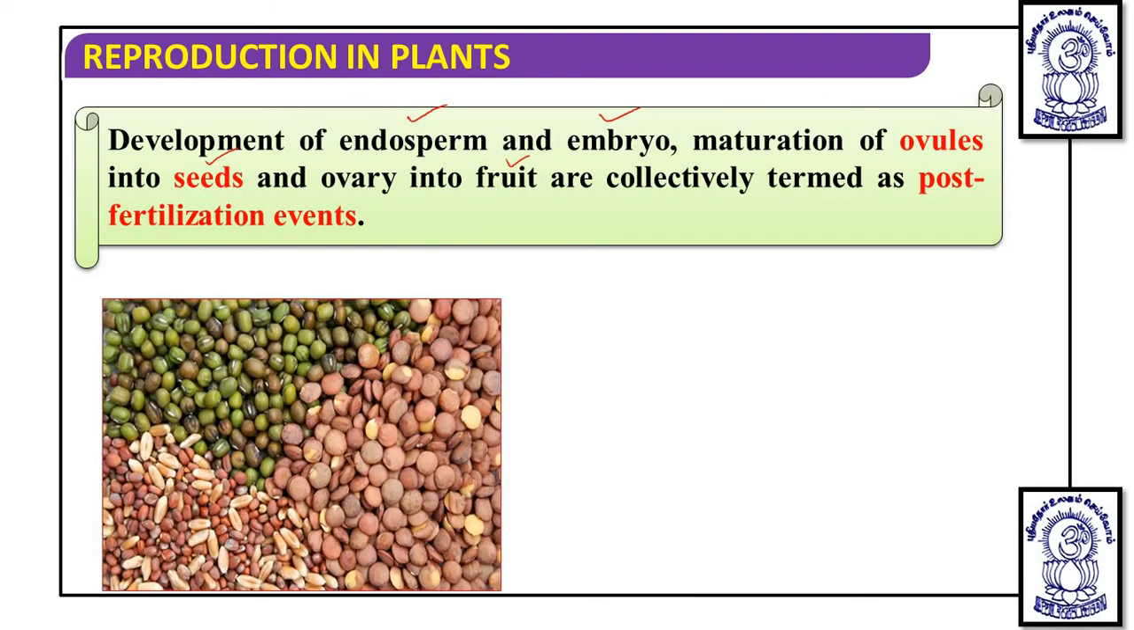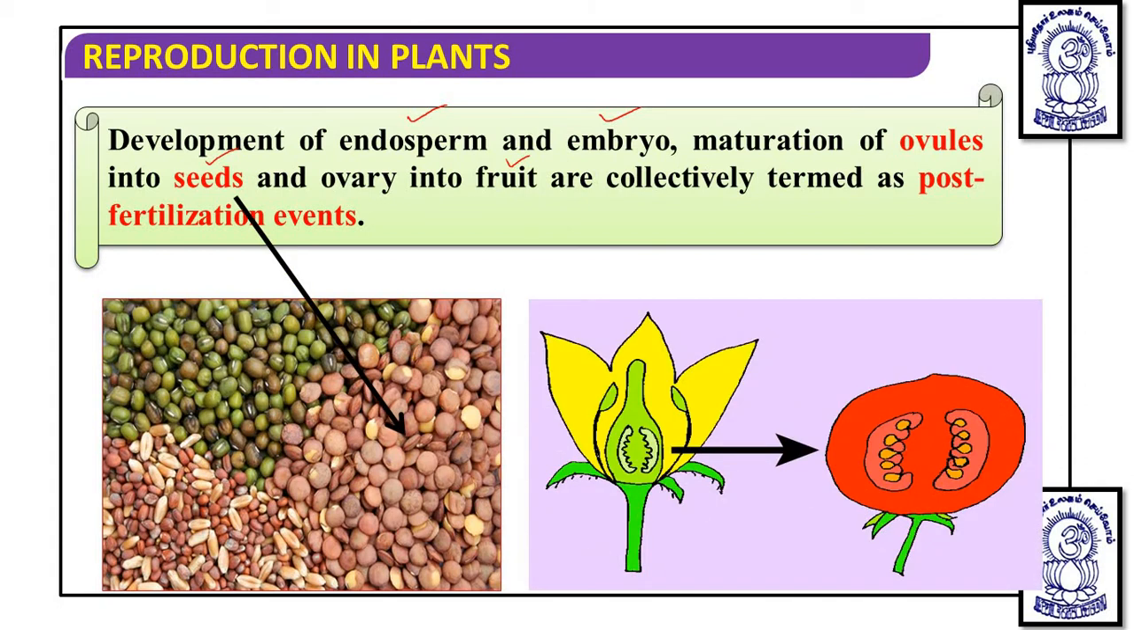So you can see seeds are produced. It is a part of post-fertilization events. And we will be talking about this conversion as well, that is into the fruits. And first we will be starting with endosperm.